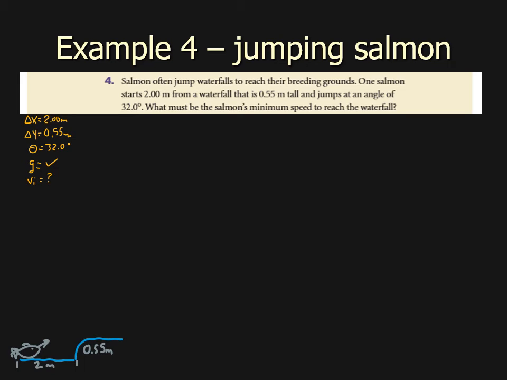So the question here is, what is the salmon's minimum speed going to have to be in order to get up to that upper waterfall? I have a very rudimentary diagram in the lower left-hand corner, not really to scale, but it's not actually all that bad. So we have the fish, we have the waterfall, and I've listed my knowns and included gravity, negative 9.81. And my question is, what is the initial velocity?